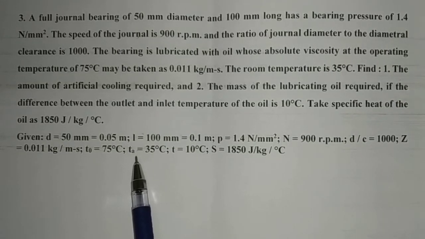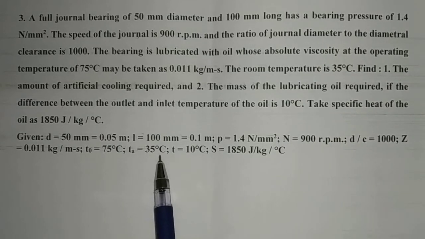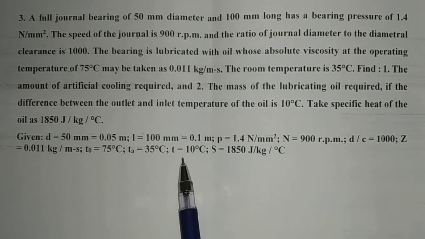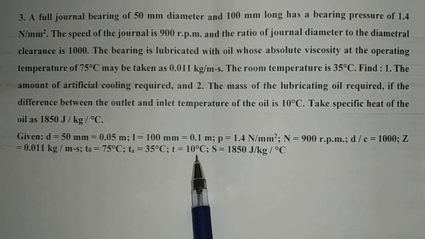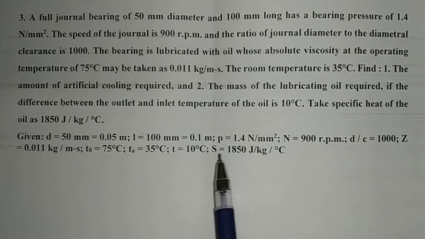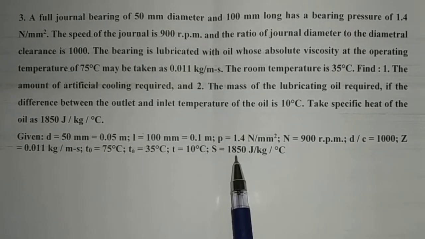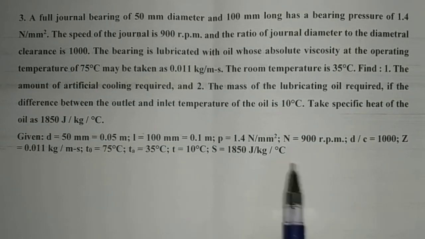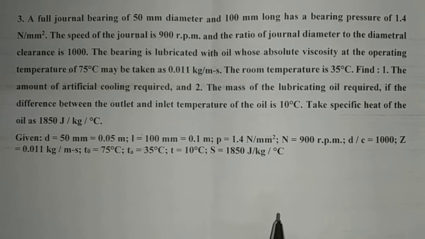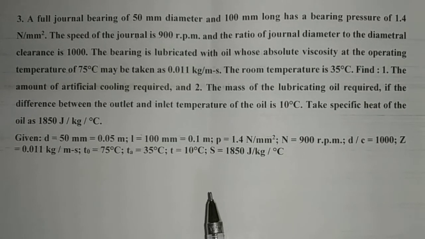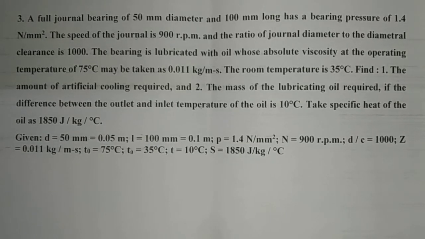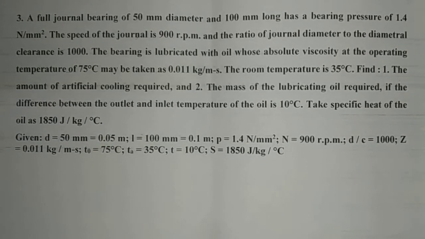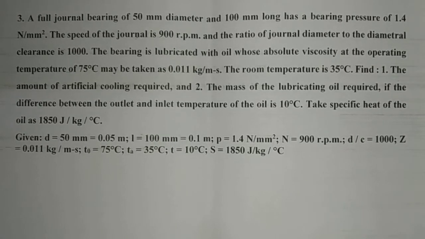TA is the ambient temperature, 35 degrees centigrade. And delta T is equal to 10 degrees, that is the difference between the outlet and inlet temperature is 10 degrees centigrade. And specific heat of oil is equal to 1850 joule per kg per degree centigrade. Okay, so we have to find the artificial cooling required. For that, first of all, we have to find the heat generated and heat dissipated. From the difference of the heat generated and heat dissipated, we can find the amount of artificial cooling required.